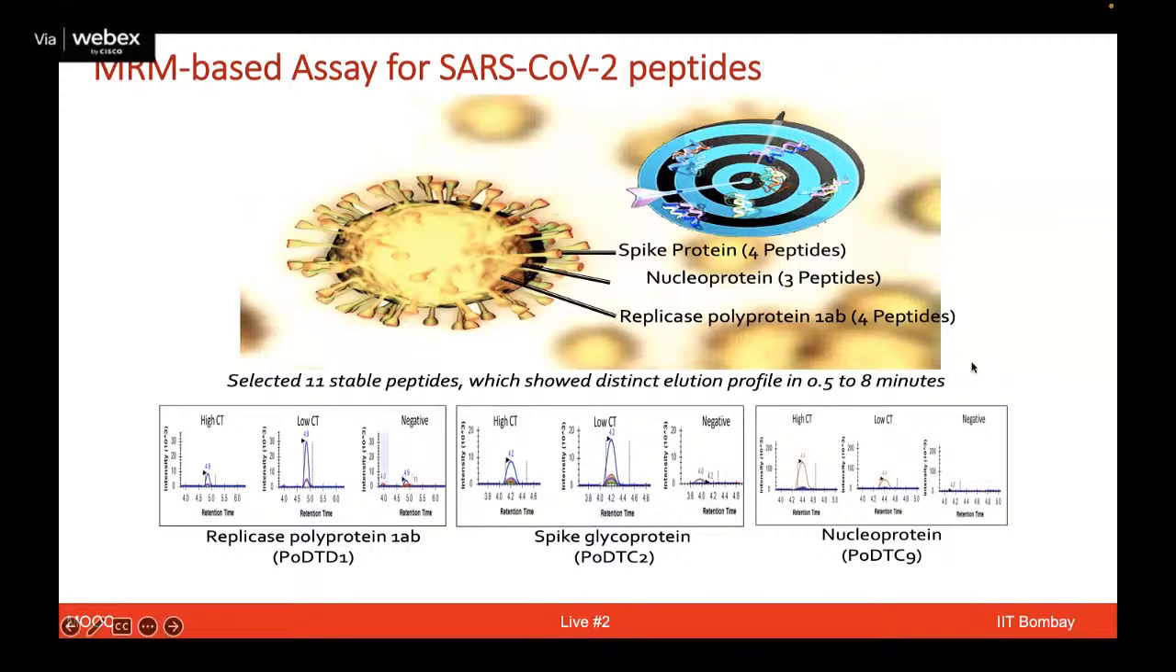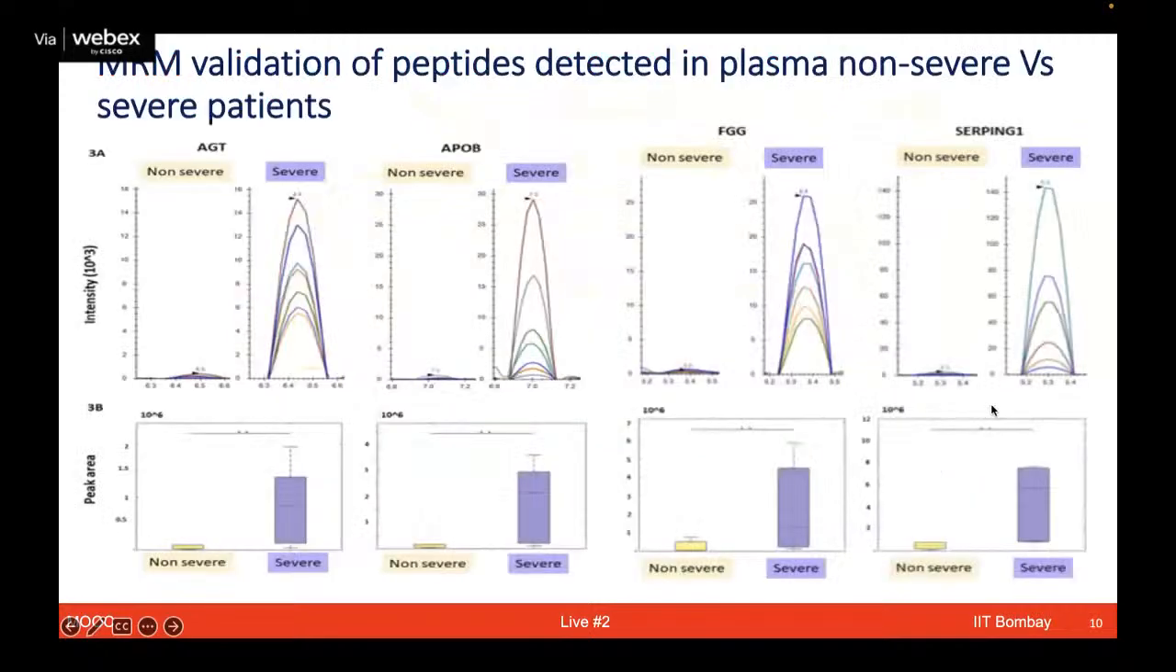So we selected 11 peptides from the spike protein, nucleoprotein, and replicase polyprotein to cover different proteins of the virus. And then with the workflow which Medha described, we used those 11 peptides with 8 minutes of elution to look for the viral detection assay development.